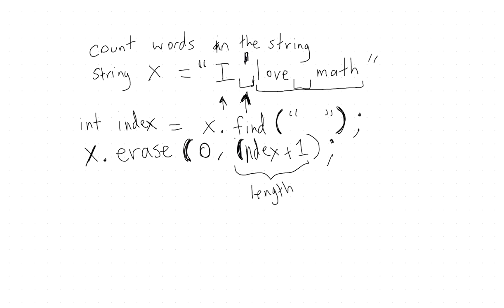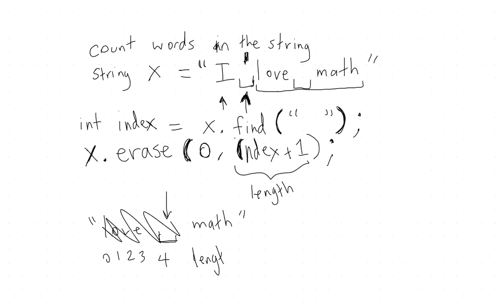So let's say I have this string instead. Then when I find the index of the white space, that would be at index 4. So since this is at index 4, but we want to erase this part of it, the length of the string that we want to erase is always going to be equal to index +1.